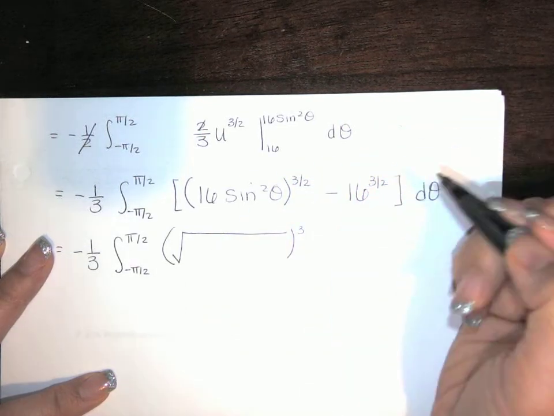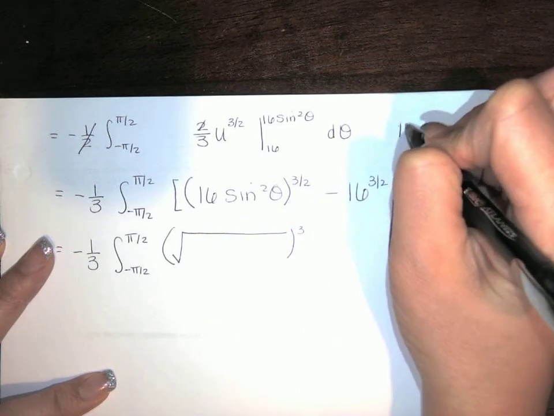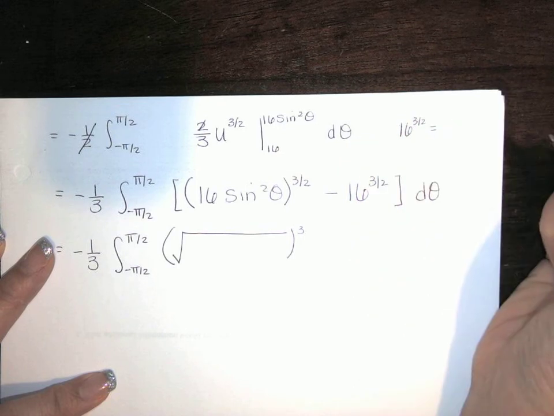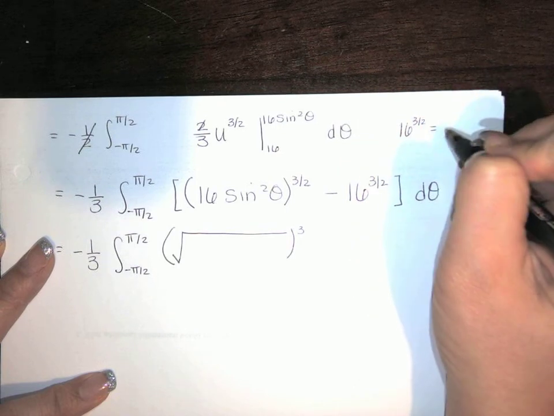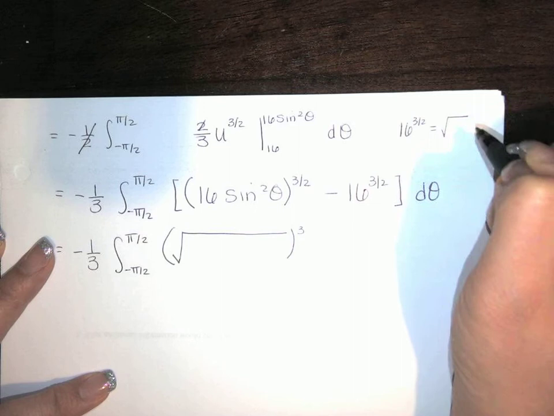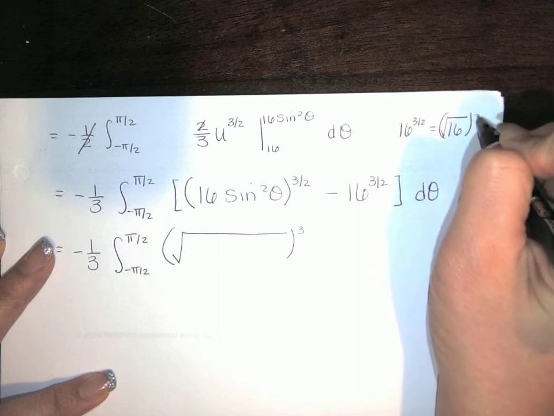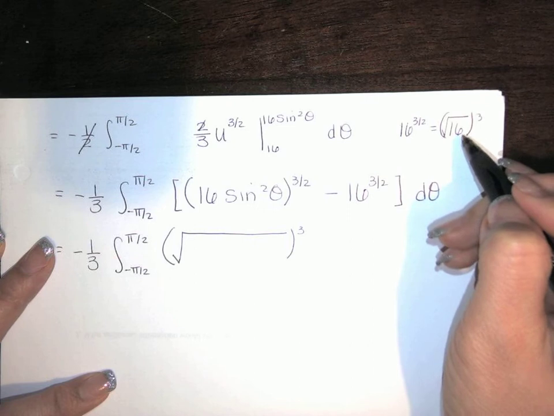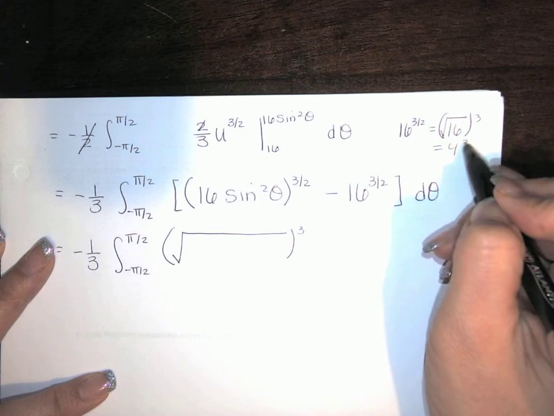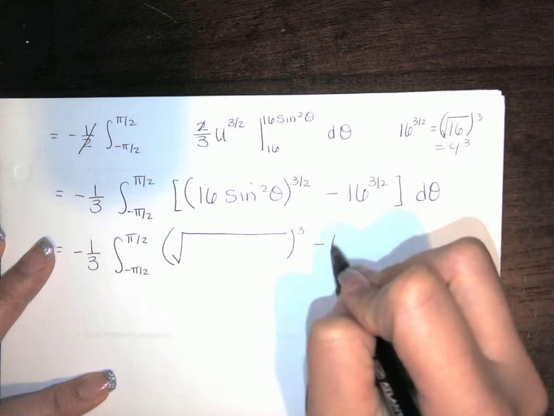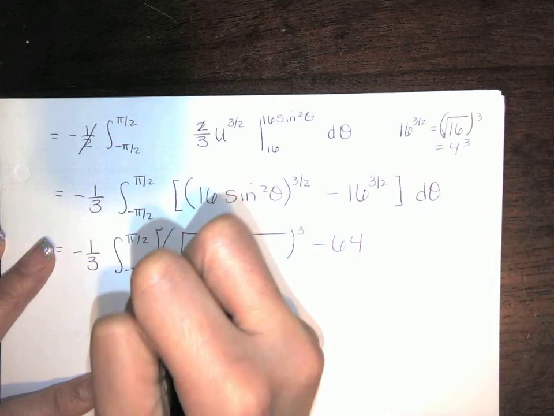Let's simplify this first. 16 to the 3/2 can be written this way. That 2 in the denominator is the index of the root. So I can take the square root of 16 and cube it. That's one way to do this. So square root of 16 is 4. 4 cubed is 64. So we're subtracting 64 there.